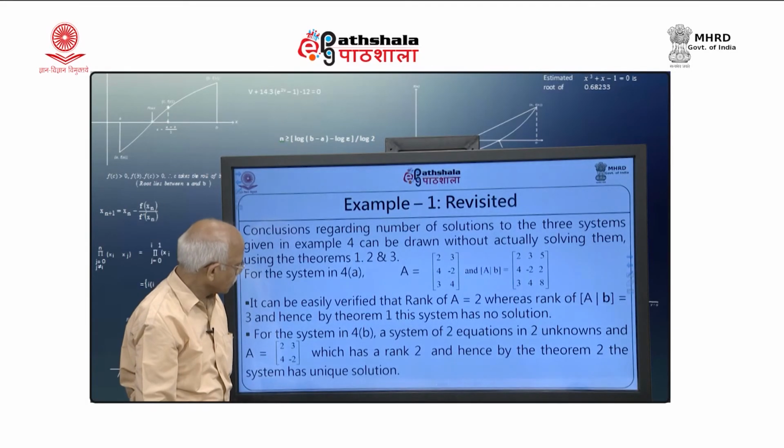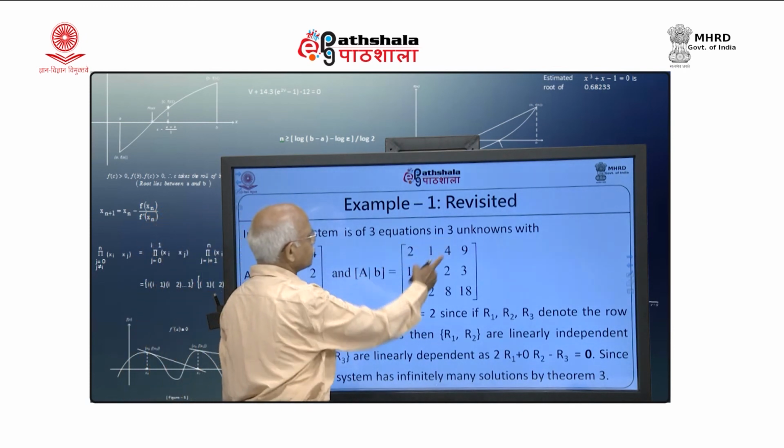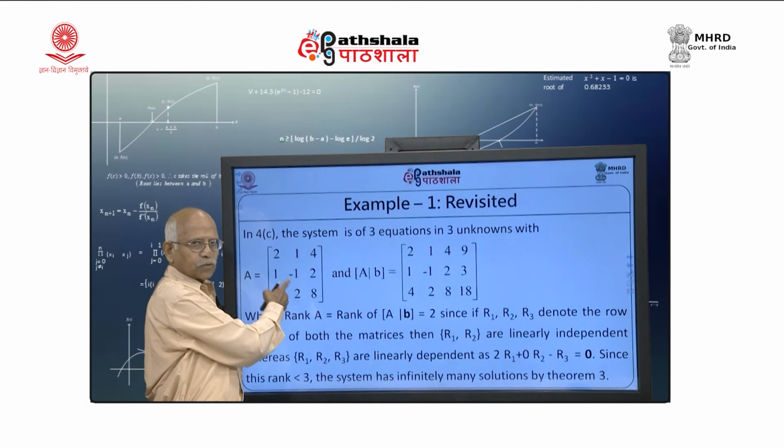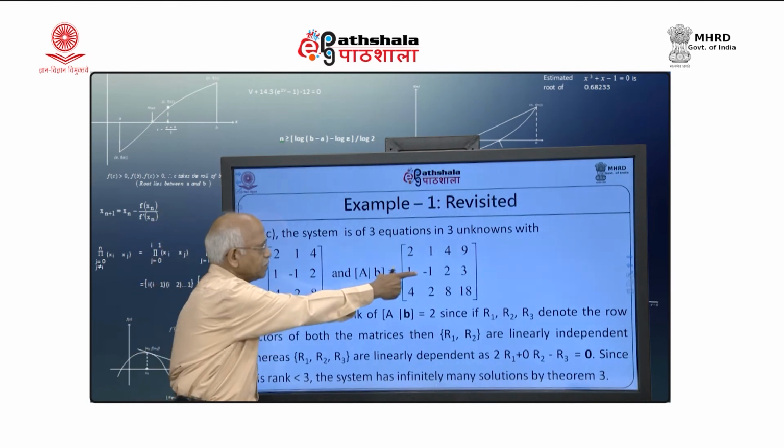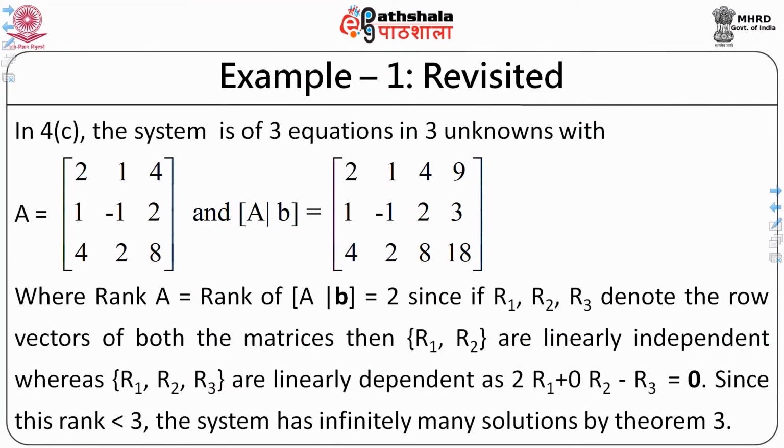So, that also we have seen earlier, and in 4C the system is of three equations in three unknowns with A equal to this and A augmented B will be equal to this. If you look at the rank of A is equal to rank of A augmented B, and that rank is 2. Since R1, R2, R3 denote the row vectors of both the matrices, then R1, R2 are linearly independent, whereas R1, R2, R3 are linearly dependent, because 2 R1 plus 0 R2 minus R3 will be equal to 0.